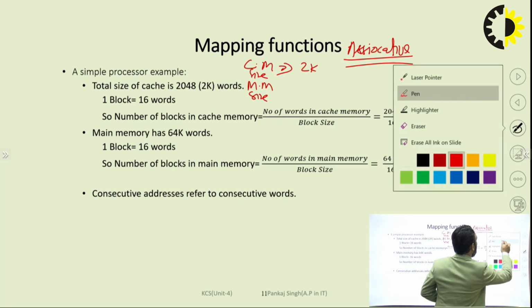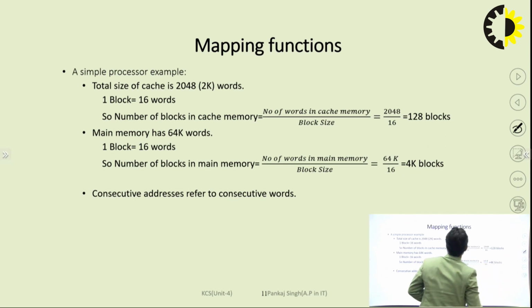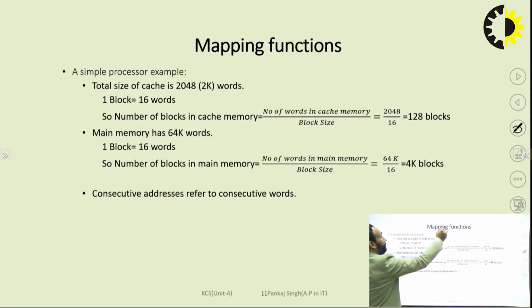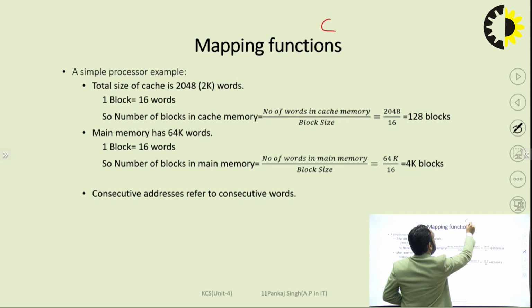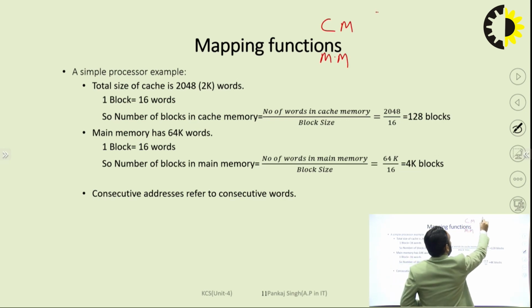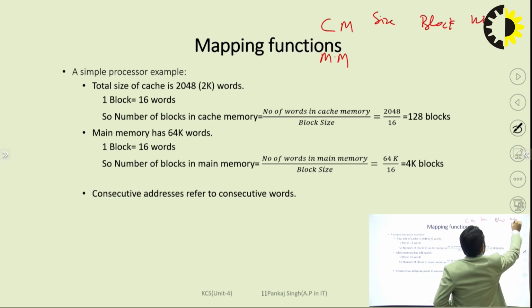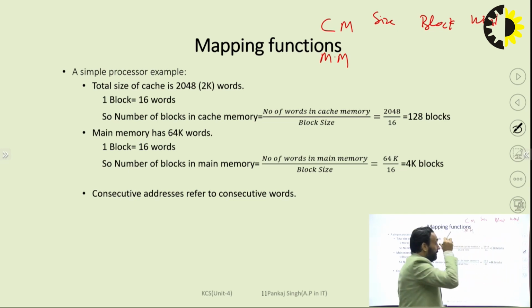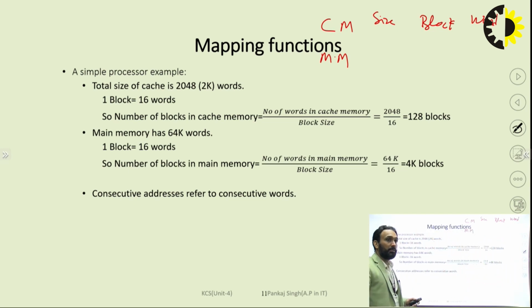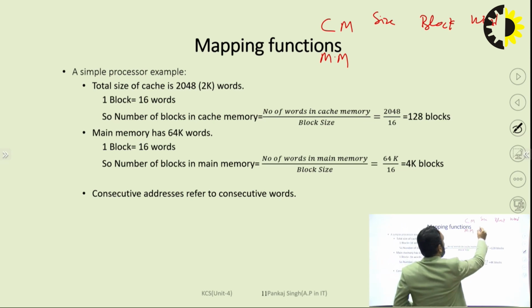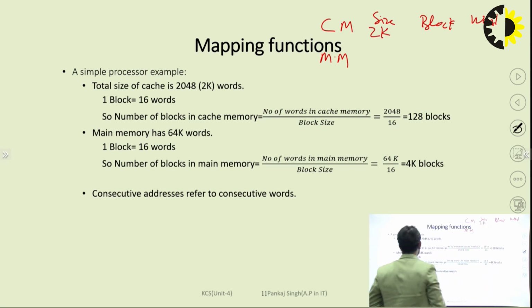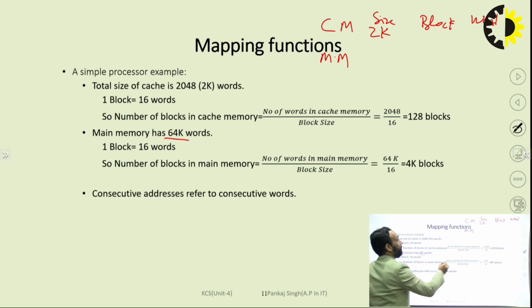In a table form, we require the cache memory and main memory parameters like size, block, word. We require these 3 parameters of both memories, the cache memory as well as the main memory. As we pick from the numerical, we have the size of cache memory, that is 2K. What is the size of main memory? It is 64K.